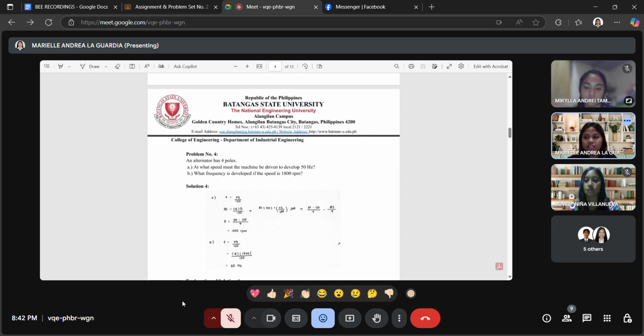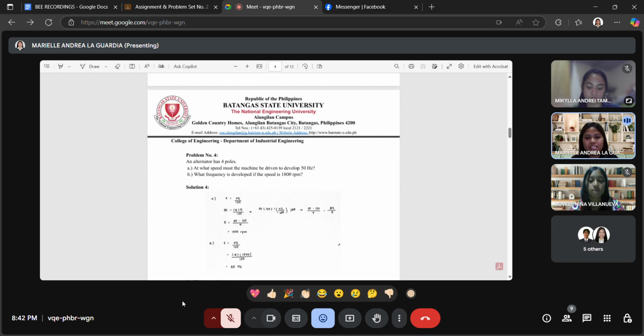Now to solve for letter B, we use the same formula and plug in the values of 4 for P and 1800 for S, which gives us 60 Hz.